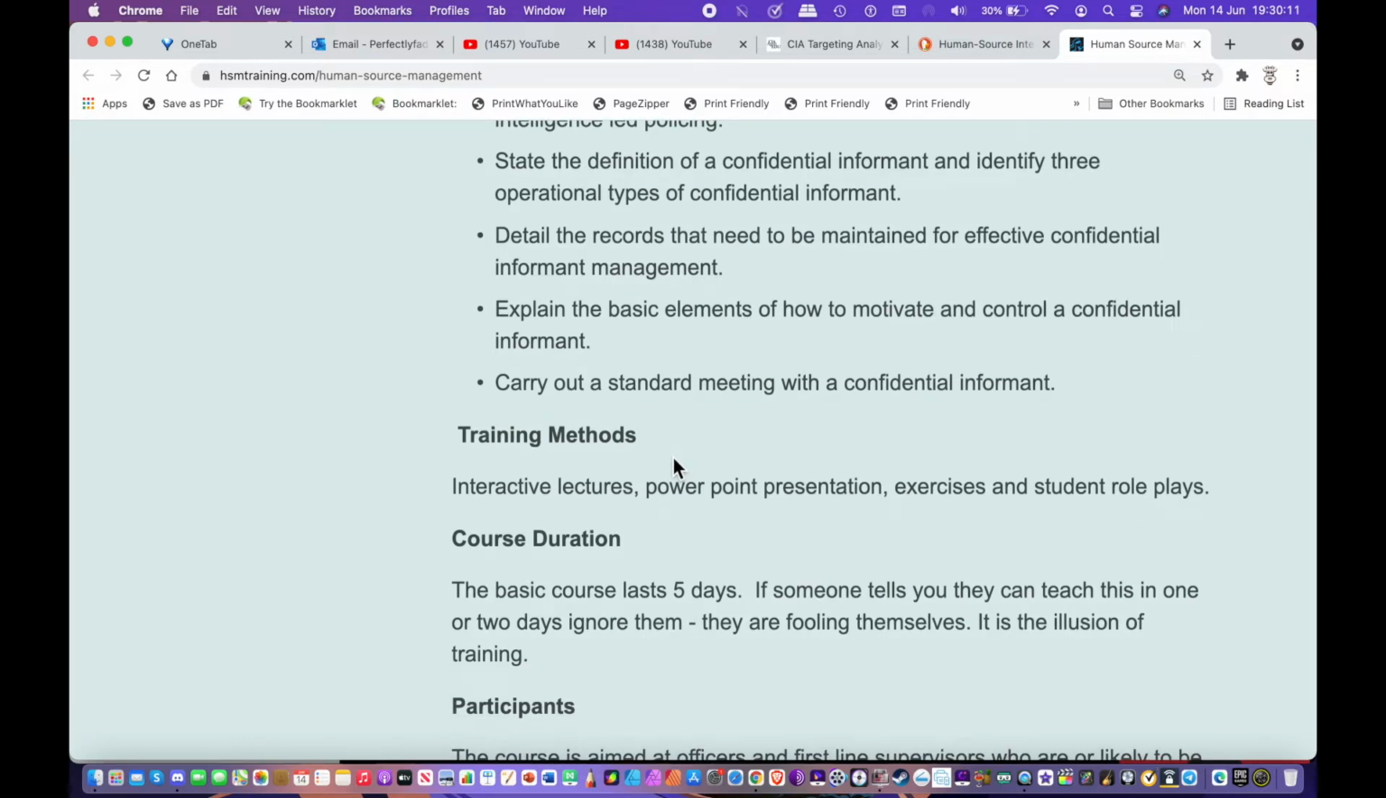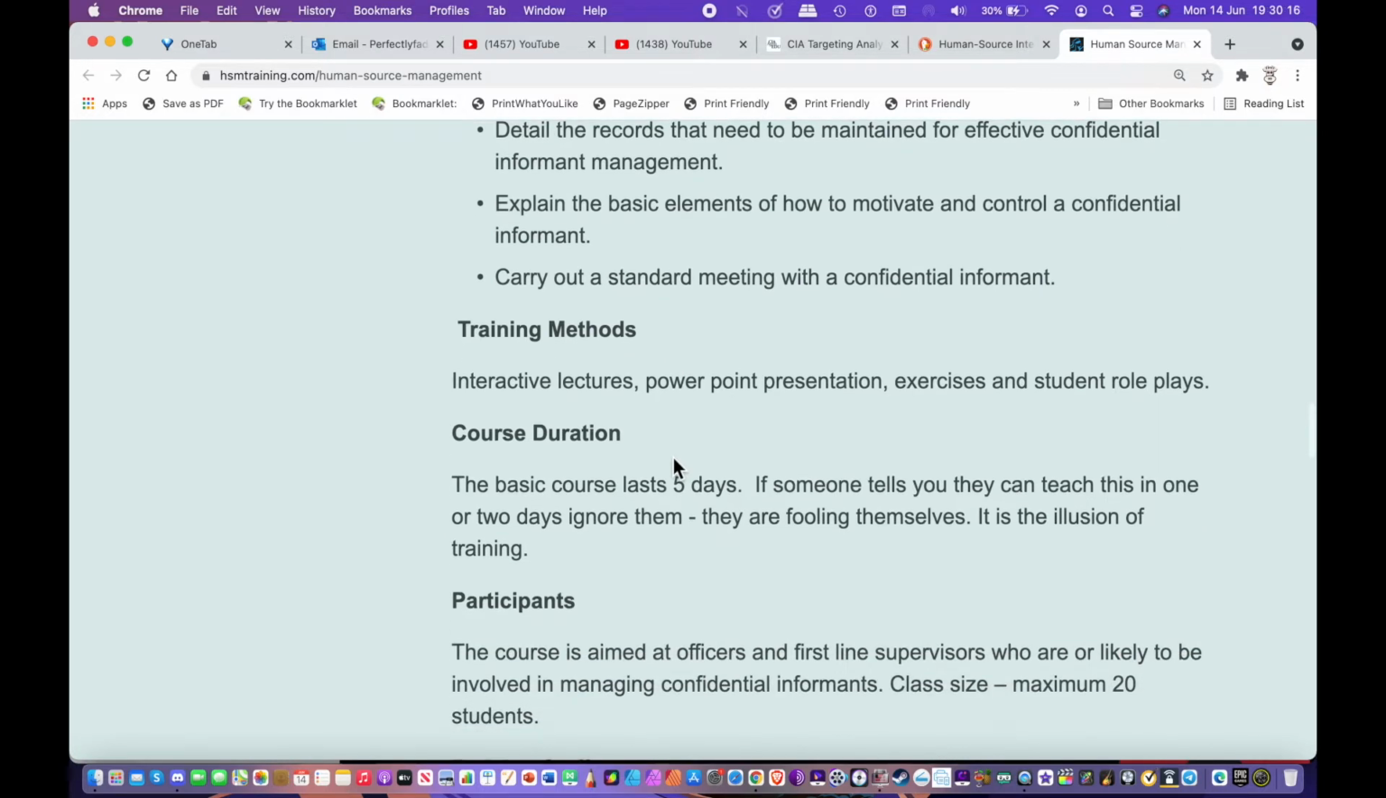Carry out a standard meeting with a confidential informant. Training methods. Interactive lectures, PowerPoint presentations, exercises, and student role plays.